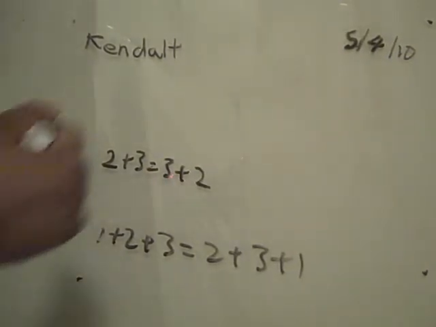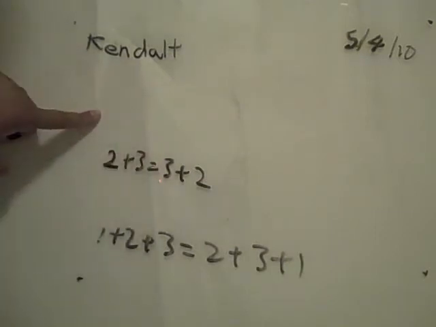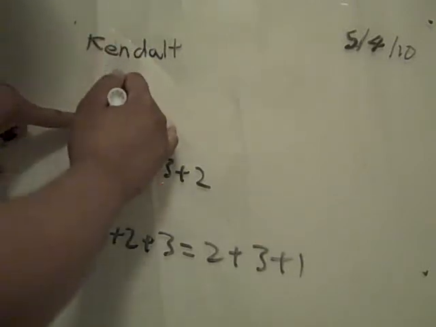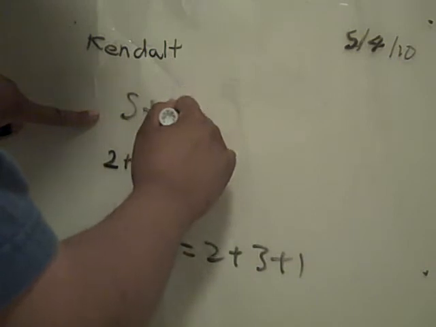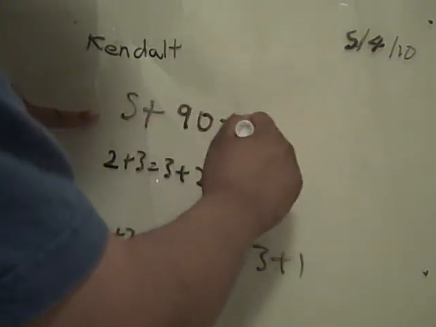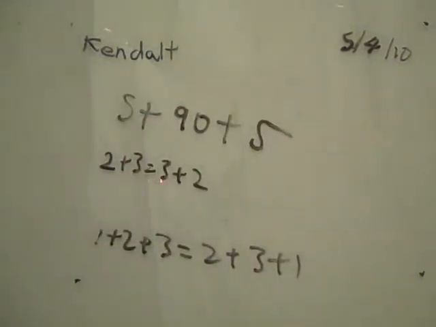What is 5 plus 90 plus 5? Okay, well, this is kind of a warm-up question. What we've got here is 5 plus 90 plus 5. We want to find the answer.